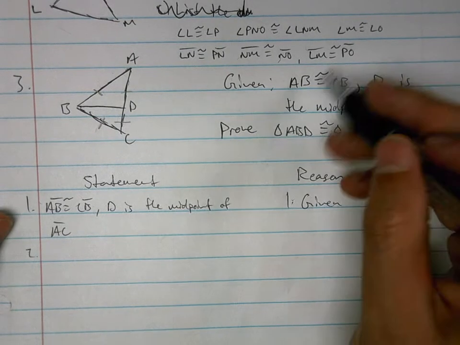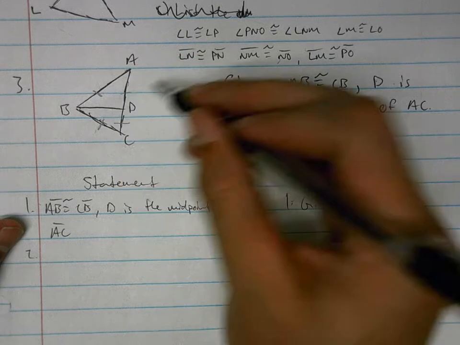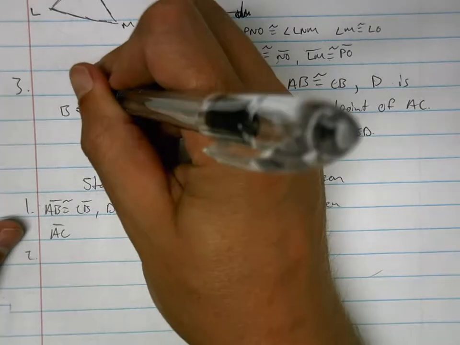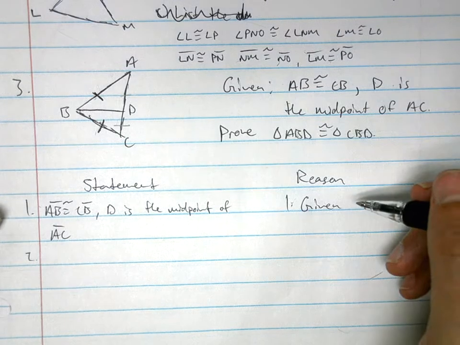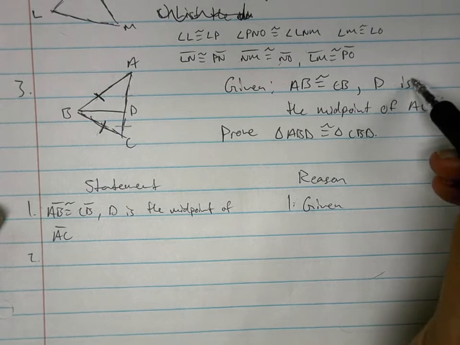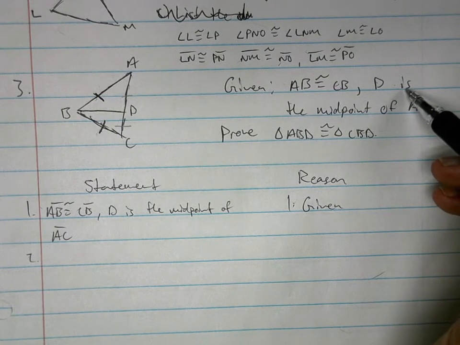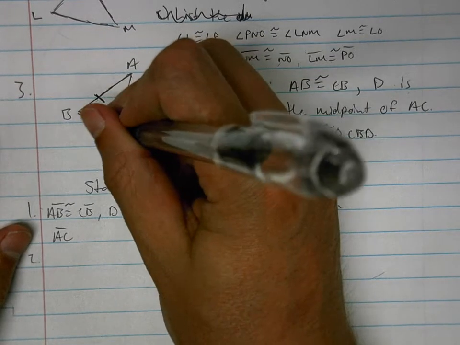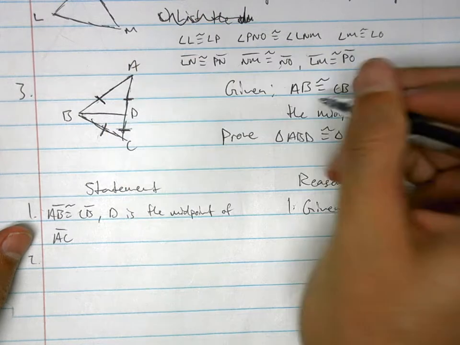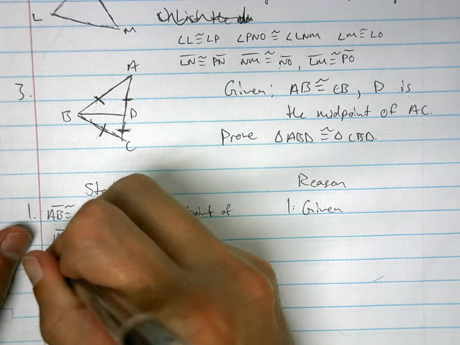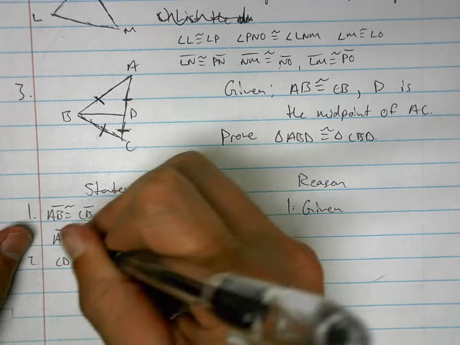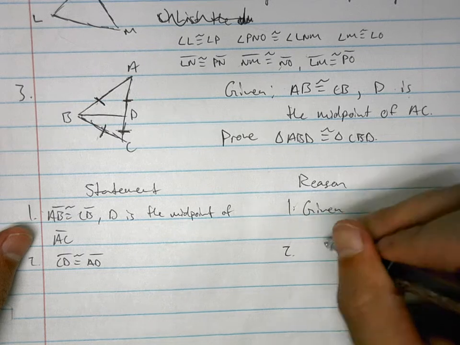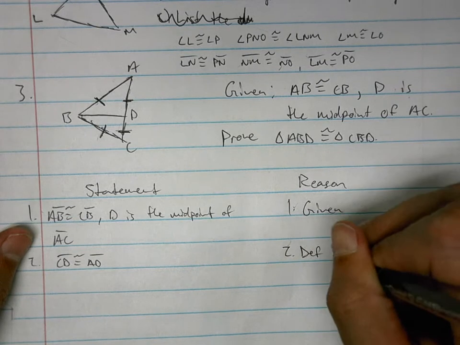For 2, we can mark right away that AB and CB are congruent, so we're going to mark those right here. And now we can say D is the midpoint. To be a midpoint, that means that these two distances must be the same. So therefore, CD is congruent to AD. And the reason for that is the definition of midpoint.